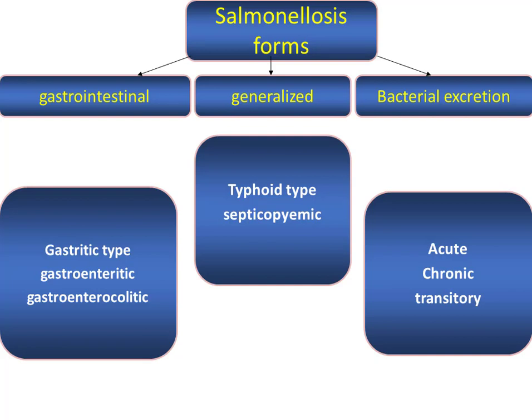Classification. All salmonellosis is subdivided into localized forms and generalized. Localized: gastrointestinal and bacterial excretion, or maybe bacterial carrier. Generalized will be a septic form, typhoid form, and flu-like. According to the duration, it can be acute, mild, and chronic.